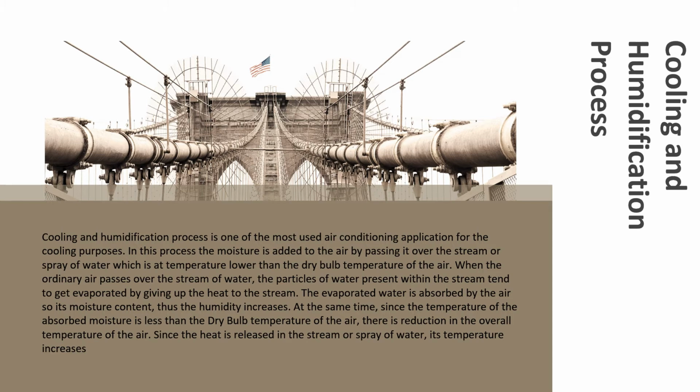When the ordinary air passes over the stream of water, the particles of water present within the stream tend to get evaporated by giving up the heat to the stream. The evaporated water is absorbed by the air, so its moisture content, thus the humidity, increases. At the same time, since the temperature of the absorbed moisture is less than the dry bulb temperature of the air, there is a reduction in the overall temperature of the air. Since the heat is released in the stream or spray of water, its temperature increases.